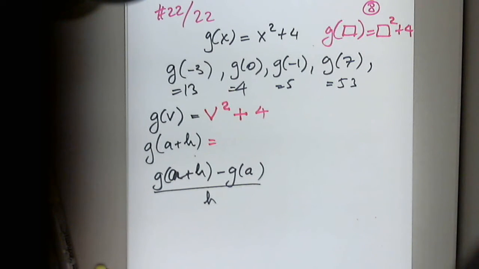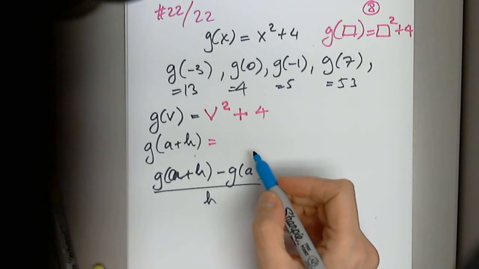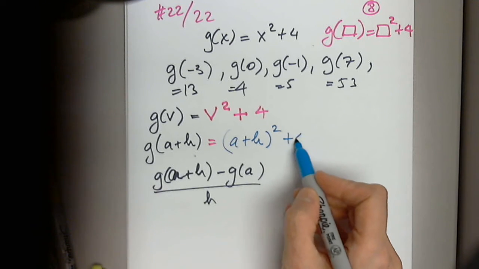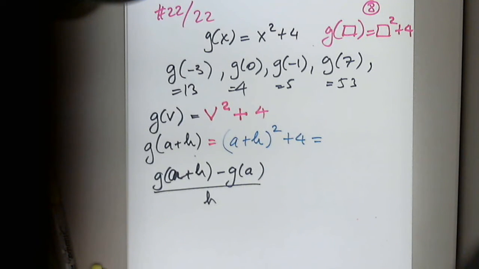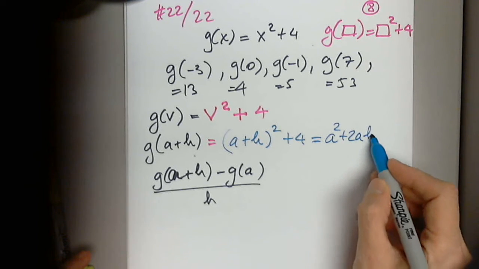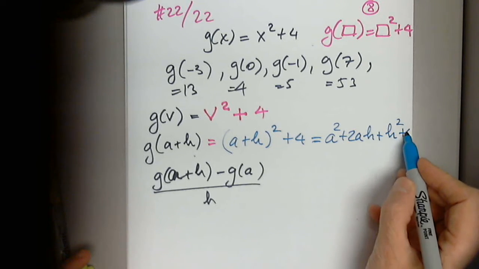What about g of a plus h? This time, the pattern does not change, but the whatever is a plus h. So can anyone dictate what to write? Very good. But now from last Thursday, we know that this binomial squared is how many terms? 3. Exactly. Please don't forget that. Put it in your notebook. So this is a squared plus 2ah plus h squared, and plus 4.